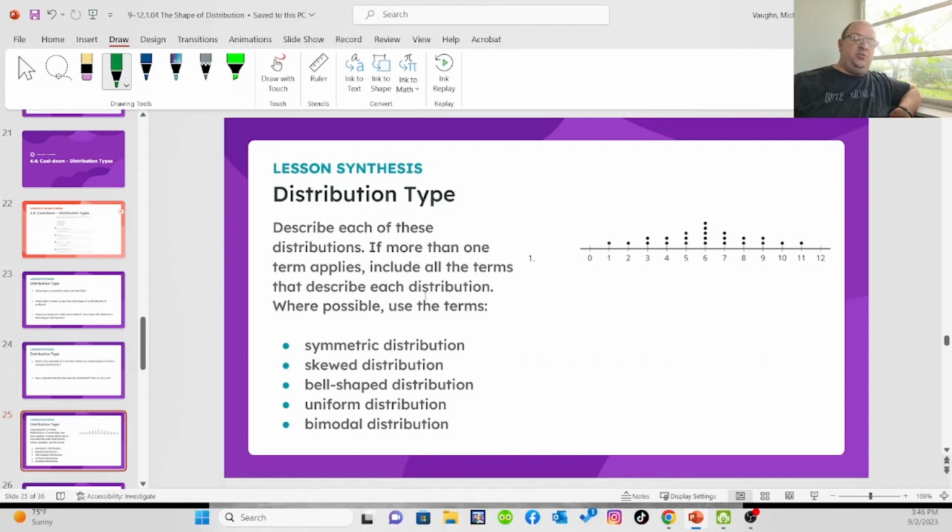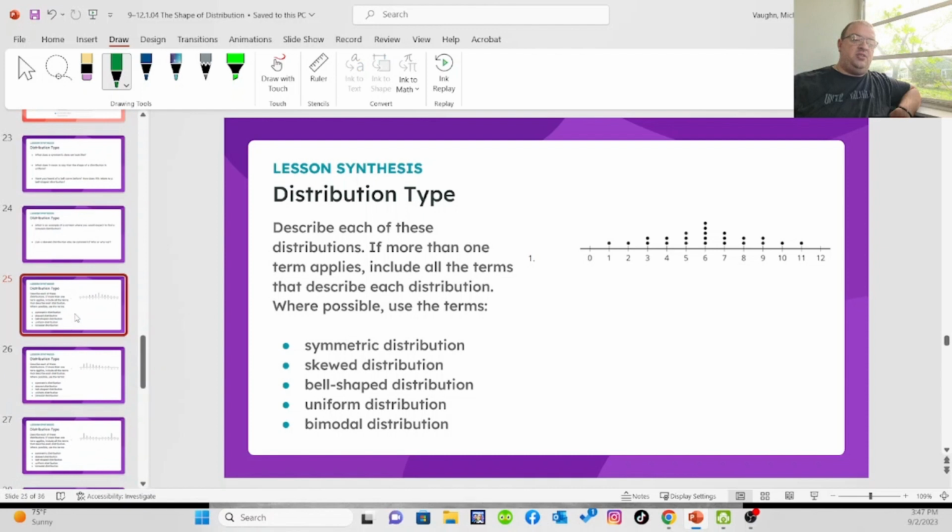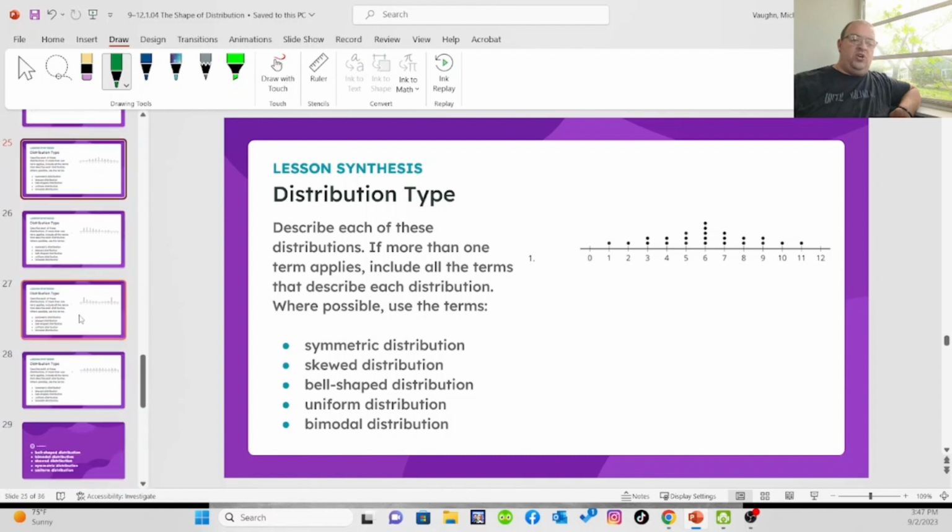So they're going to give you different distributions. You are going to look at each one and type out which terms describe each distribution. So you want to make sure you use these 5 terms right here. And remember that you can have more than one term describing a distribution shape. So it could be symmetric and bell-shaped. I could fold that bell in half, both sides would match.